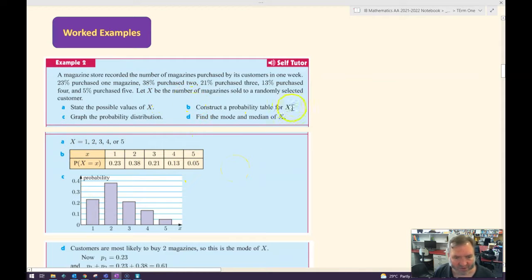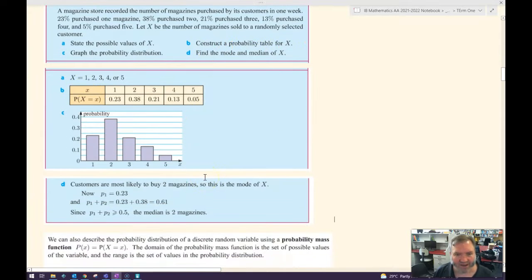What other questions have we got? Oh, there's our probability table. Graph the probability distribution. I'm sure you're all more than capable of doing that. You can do it on your calculator as well. And find the mode and median of X. Again, possible to do on your calculator, but I think this is fairly easy for you to do straight away.